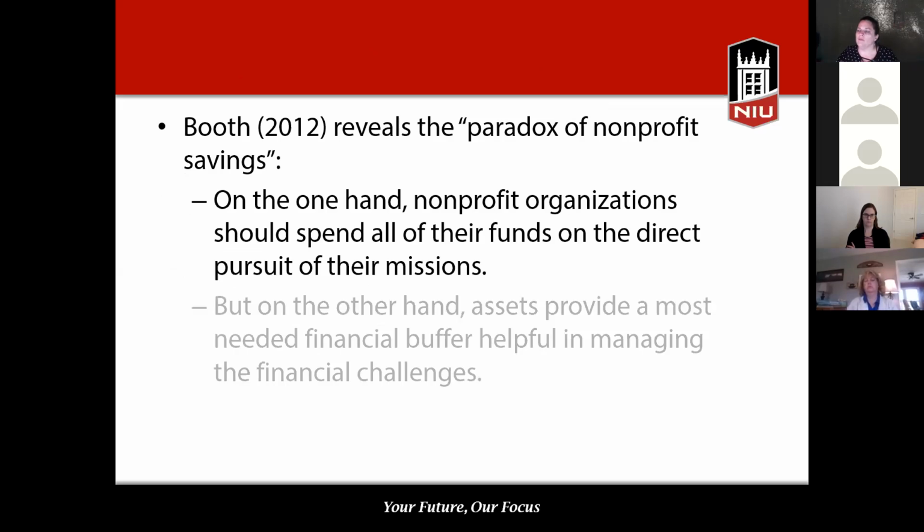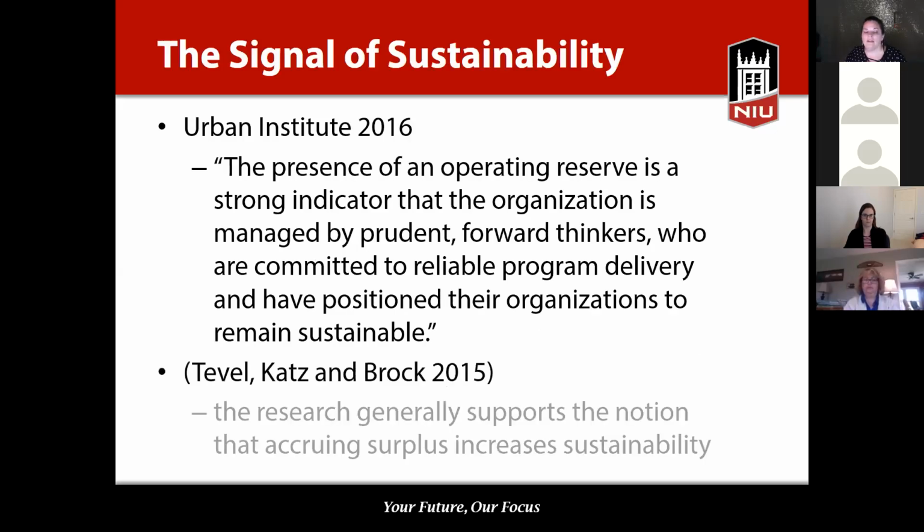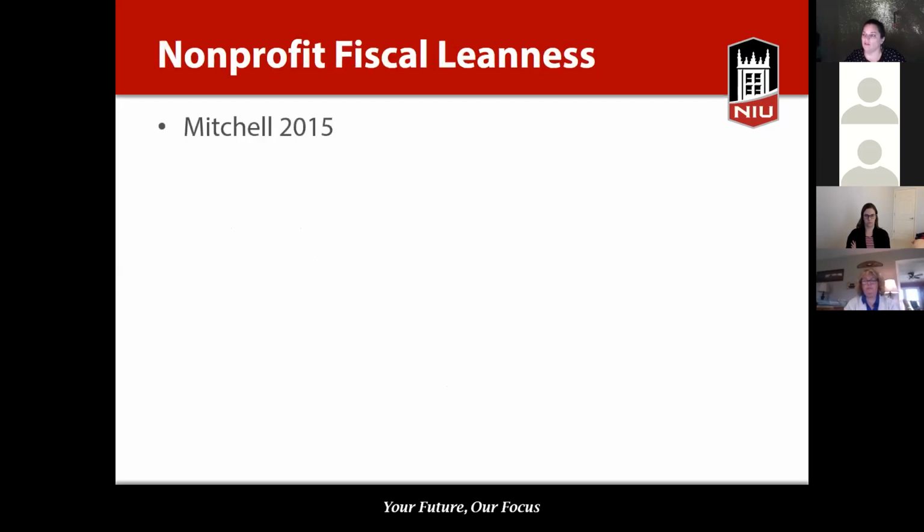So when we think about some research, we know that there's kind of this paradox. On one hand, organizations should be spending everything on direct pursuit of their mission. And on the other hand, we want them to have a financial buffer so they don't go into insolvency within 30 days. This is that kind of paradox. Urban Institute, and if you haven't looked at Urban Institute in a while, they have a number of resources. But they really say your operating reserve is an indication that you're being well managed. So having that commitment to some kind of savings in a cash position is actually a really positive thing. And other researchers have said it actually supports sustainability when you have a little bit of a buffer, just like individuals, right? It's an organizational thing.